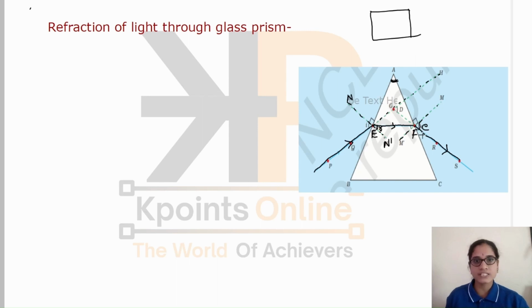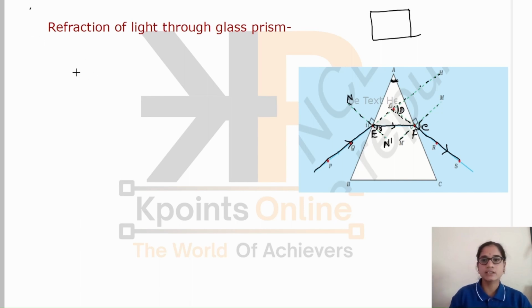Now, in the presence of this prism, it has got refracted in this way. Extend this line towards here. You can see here, this is an angle made by the emergent ray and the incident ray. This angle is called the angle of deviation. It is very important to know the angle made by the emergent ray with the incident ray. The angle between the emergent ray and the incident ray is called the angle of deviation.